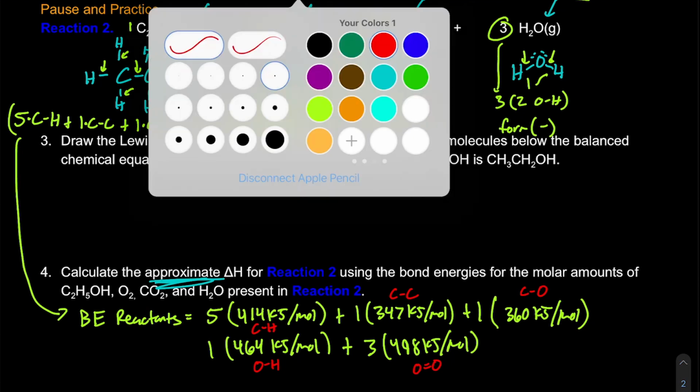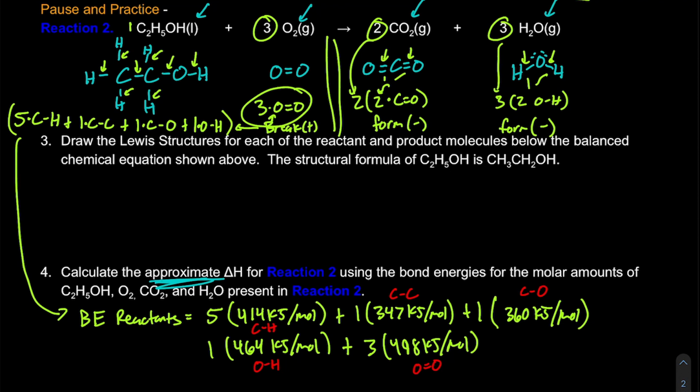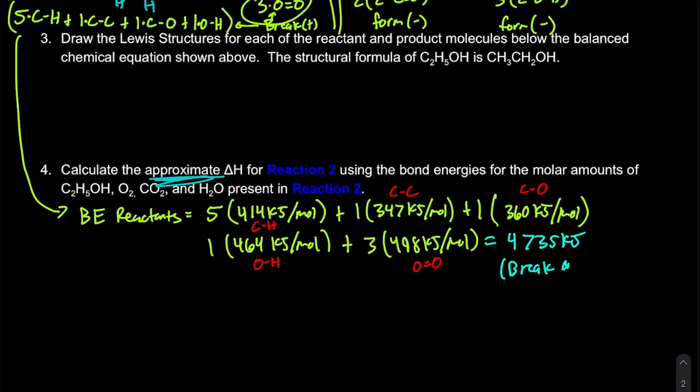So that would be all of the bond energies needed to break all of the bonds of all of our reactants. And that would be 4,735 kilojoules. So that's the total amount of energy needed to break all of the bonds in our reactants.